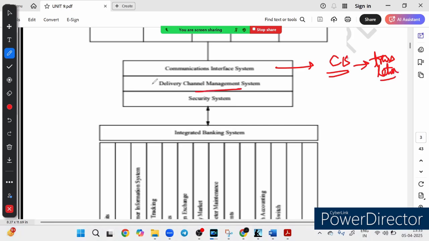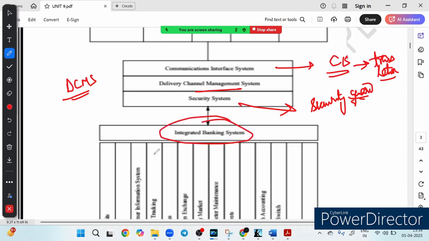Then comes the delivery channel management system. You know what is the meaning of delivery channel management system? In short, we call it DCMS. So this layer decides how services are delivered to you via mobile, net banking, or ATM. Then we have the security system. So think of this like the security guard of the bank's digital world, right? It protects sensitive data and prevents unauthorized access. That is called the security system. Now comes the heart of the setup, which we call the integrated banking system. This is where the magic happens. All departments of the bank are connected in one place.